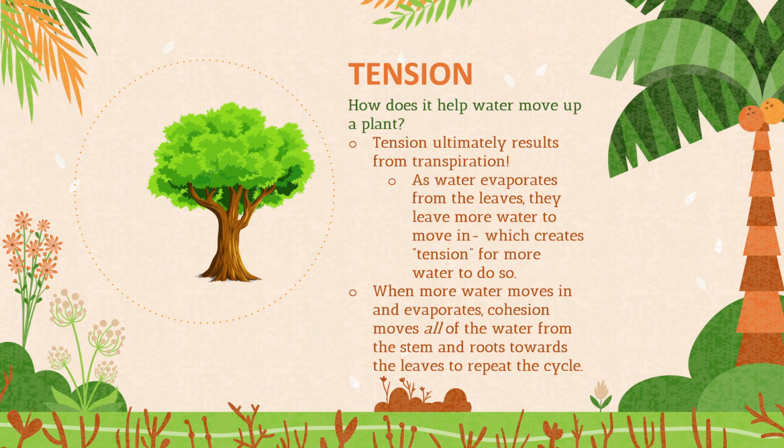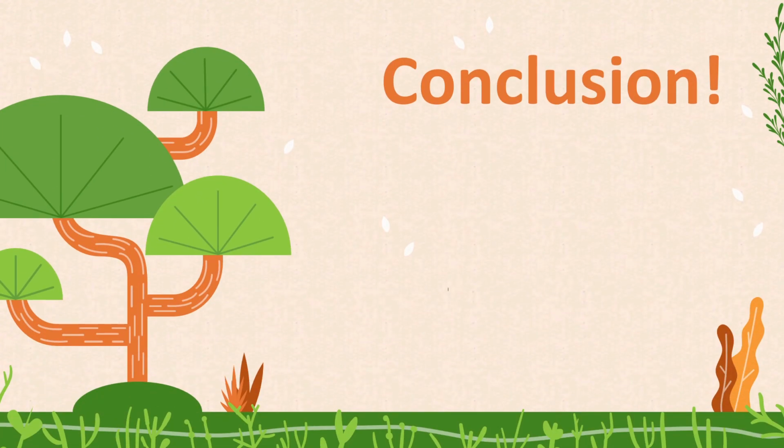Finally, we have tension. So how does this final factor help water move up a plant? Tension ultimately results from transpiration. As water evaporates from the leaves, they leave more room for water to move in, which creates tension for more water to do the same and move into the leaves and then evaporate. When this water moves in and evaporates, cohesion moves all of the water up from the stem and roots towards the leaves to repeat the cycle. So the cohesion brings the water back up due to the attraction that the water molecules have for each other. This is called the water potential gradient, where the difference in water pressure creates a gradient that helps everything move along. And that's it.